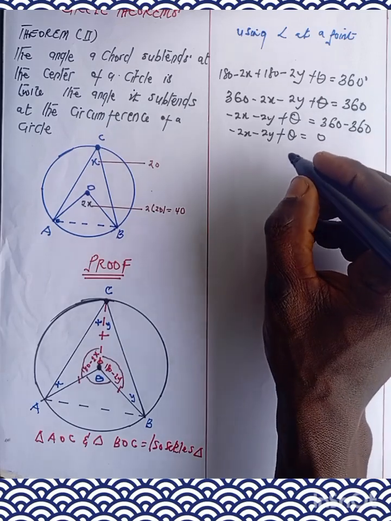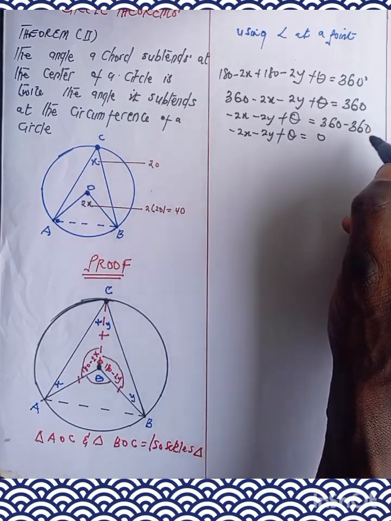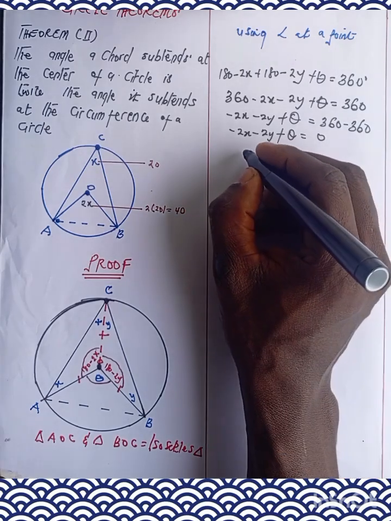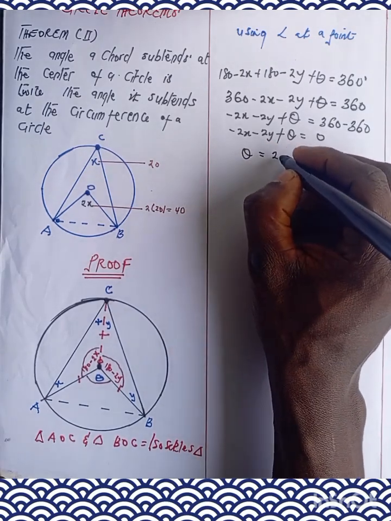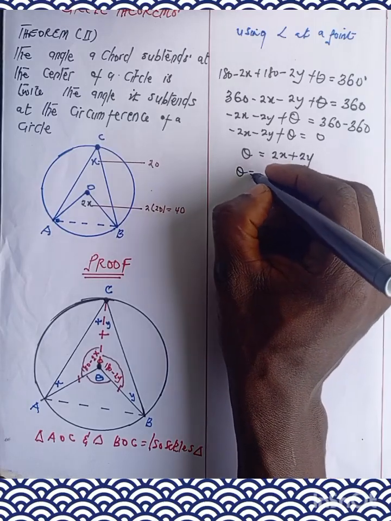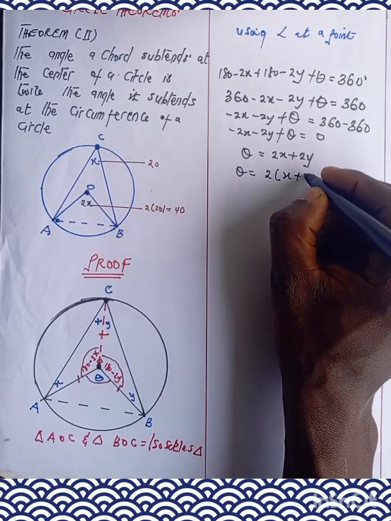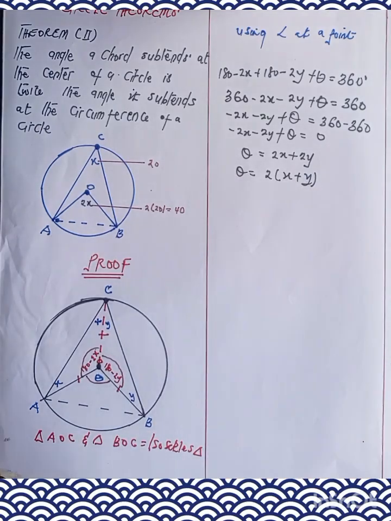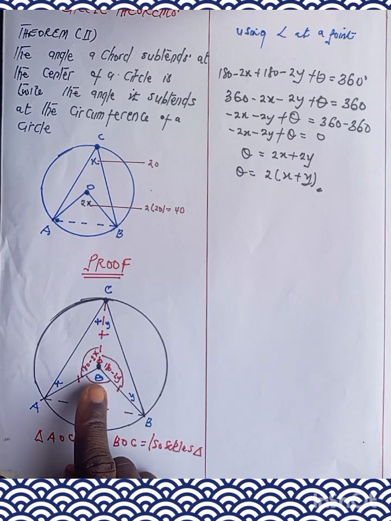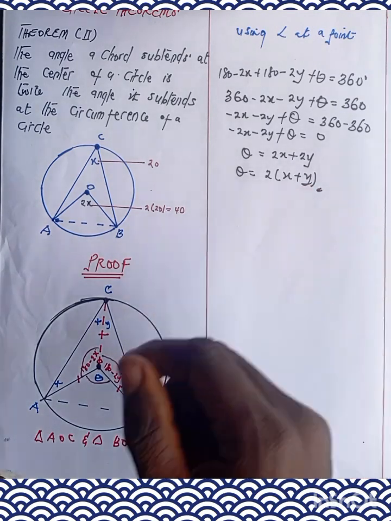0. Now we can decide to bring minus 2x and minus 2y to this side of the equation. So we'll be left with theta is equal to 2x plus 2y. Now factorizing 2 out, we are left with x plus y. Good. So this is the proof. What is telling us that the angle theta, which is this very point, is x plus y times 2.